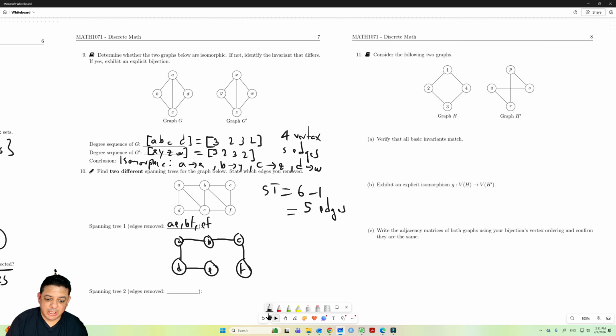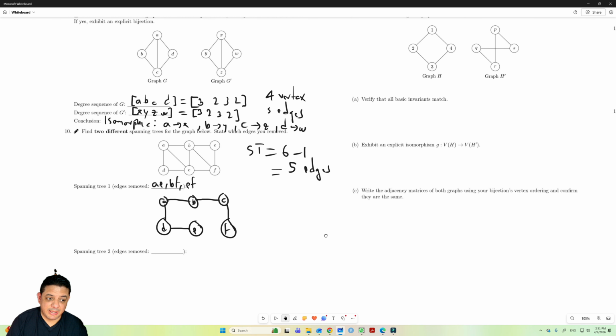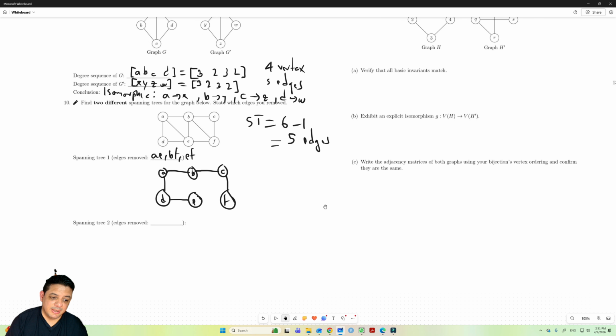Okay. Now let's do another example because you can have multiple spanning trees. Of course, there are plenty of connected spanning trees that you can have here. But that's not only the case. You can also have disconnected spanning trees. As long as it has a tree shape, then it's going to be fine.